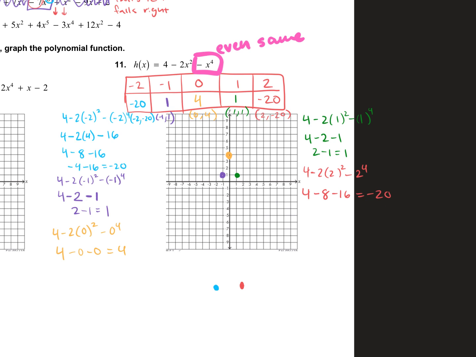It's a negative x to the fourth power. So are they both going to go up or both go down? They're both going to go down. So out of my point farthest to the left, I'm going to have an arrow that goes down. And out of my point farthest to the right, I'm going to have an arrow that goes down. And then in between, I'm going to connect the dots. So my graph is going to look something like that. Just make sure that you have your 5 points and the end behavior.